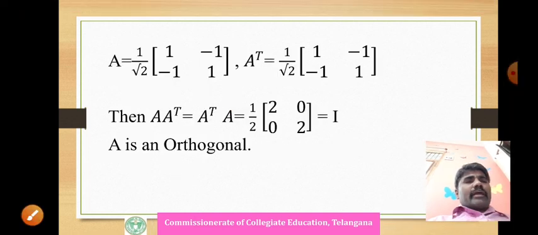Now orthogonal matrix. Let us take a matrix A equals 1 by root 2 into [1, minus 1; 1, 1]. Then A into A transpose equals 1 by 2 into [2 0; 0 2]. The 2s will be cancelled. Then it will be I. That's why this is an orthogonal matrix.